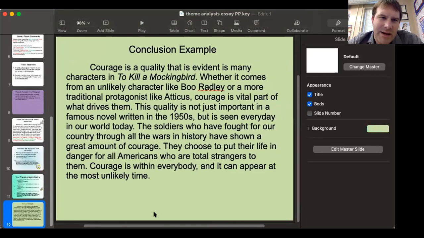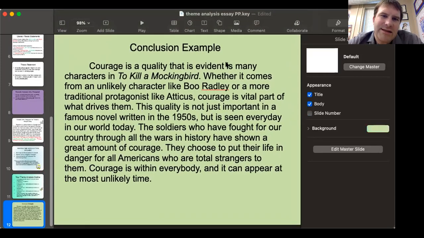Here's an example, and let's back it up. Courage is a quality that is evident in many characters in To Kill a Mockingbird. That is the thesis we saw earlier. Whether it comes from an unlikely character like Boo Radley or more traditional protagonists like Atticus, courage is a vital part of what drives them. That's the summarizing of the points they make. And here's how they connect it to the world today.